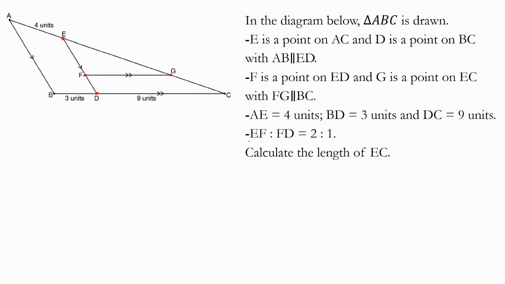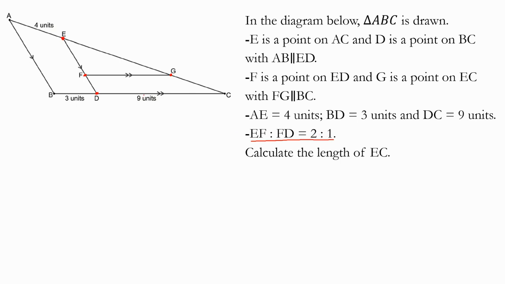Then here you have to be very, very careful. These are ratios. So EF to FD is equal to 2 is to 1. These are not the lengths of EF and FD. It's a ratio. Ratio means this can be 20 is to 10, can be 4 is to 2, can be 6 is to 3. So you have to be very, very careful.